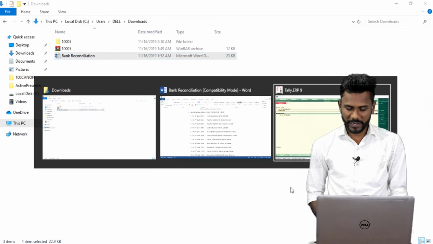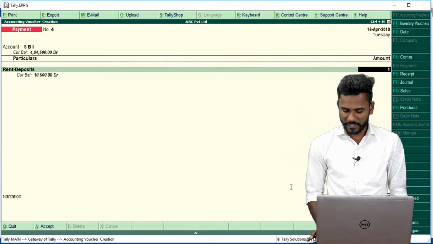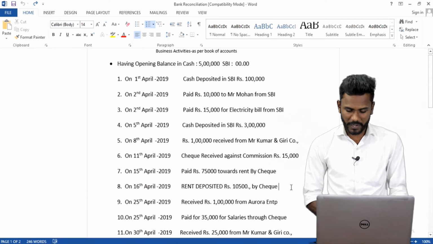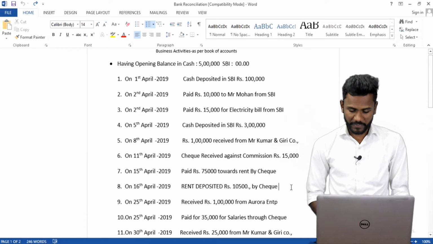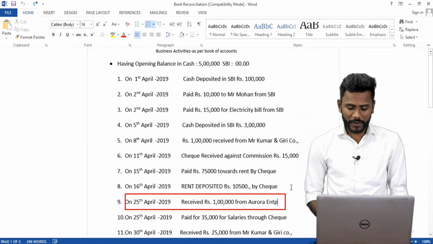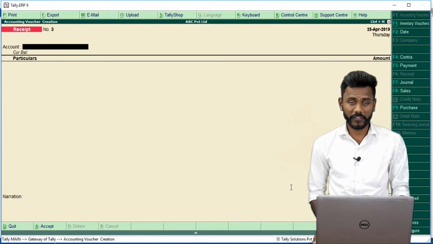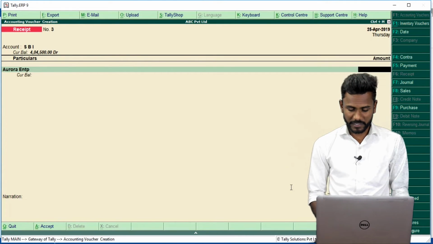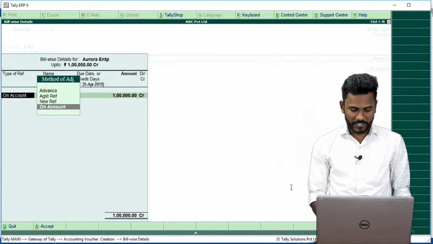So I'm just recording the same transaction in Tally as well. So now here again the 10,500 is the rent expenditure. Just save the voucher, and this is happening on 16th of April. Control plus S to save. And next transaction that we have is that on 25th of April received rupees 1 lakh from Aurora Enterprises. We just received from Aurora Enterprises, and the receipt is 1 lakh rupees. And just save the voucher.